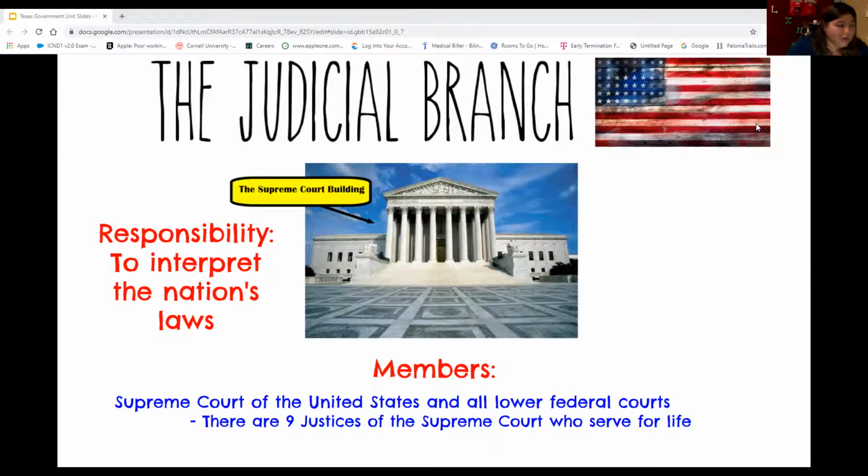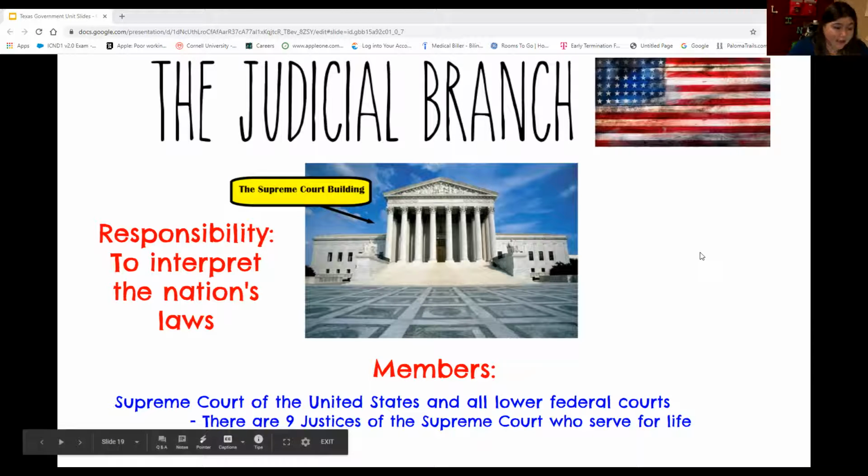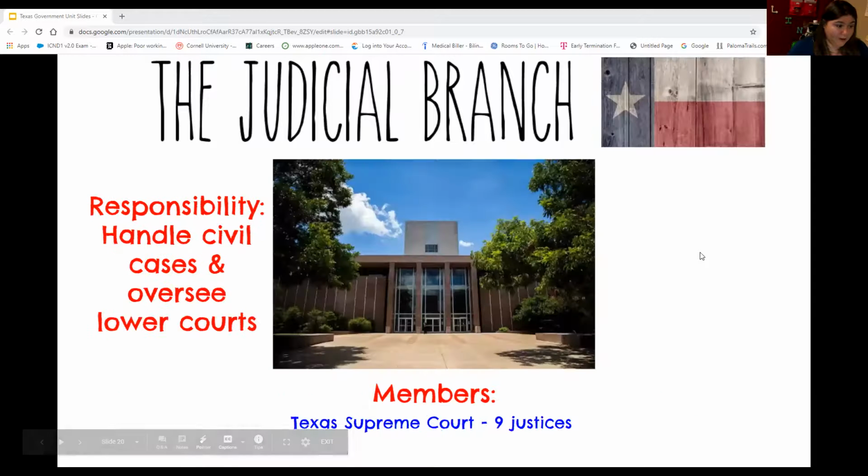Right, so let's take a look at Texas and how their judicial branch works. The judicial branch in Texas, taking a look over here, this is the Texas flag. The responsibilities are basically going to be to handle civil cases and oversee lower courts. So here's my blue pen. I'm going to write down my information, and that's going to be handle civil cases, and oversee lower courts.